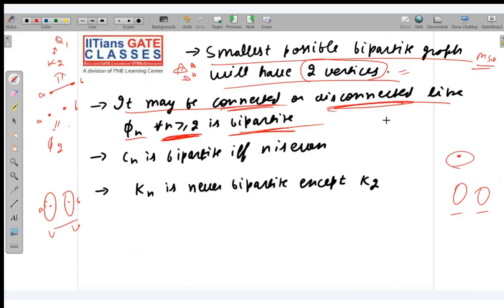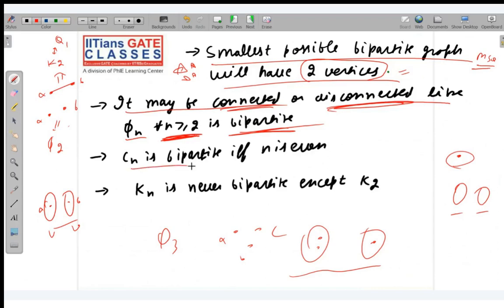So it may be connected or disconnected. And I think it is very obvious. Phi 3 will be bipartite. Why? Because you have made this. So A, B and C. It is your choice. Here you take A, B or you take C here and so on. There are many ways to divide the vertex set into two disjoint non-empty independent sets. Okay. Next.